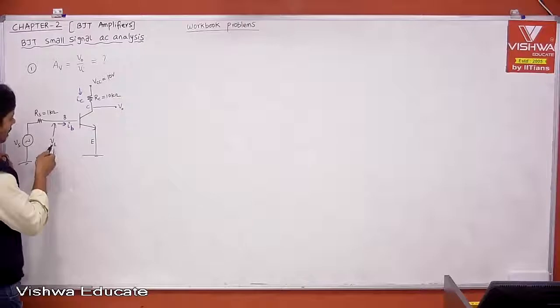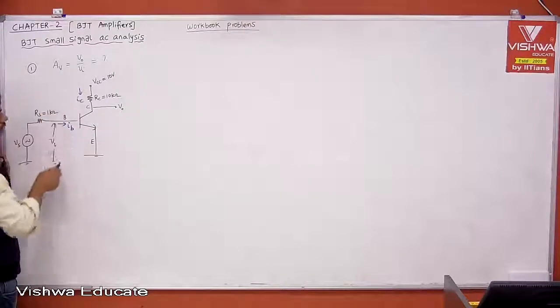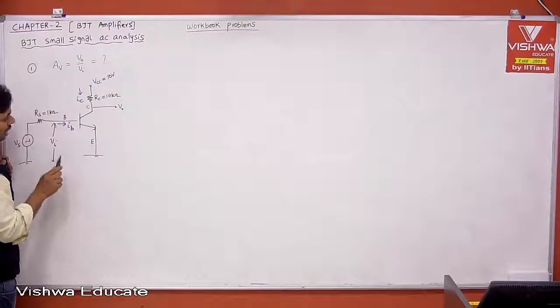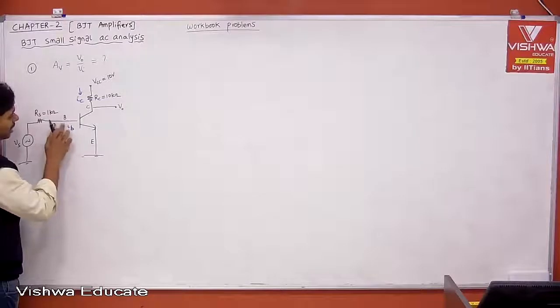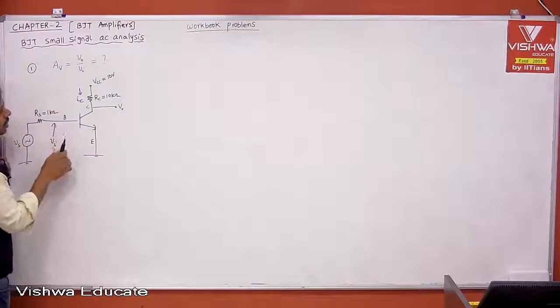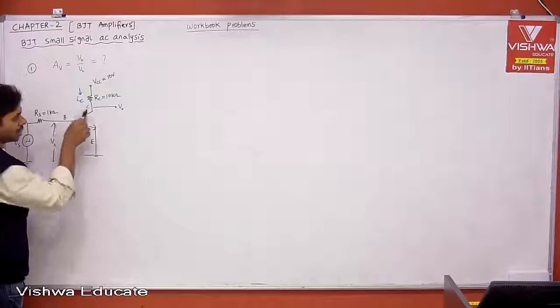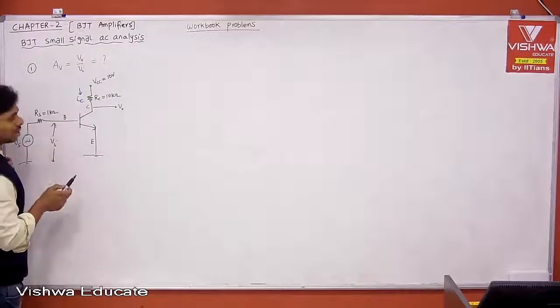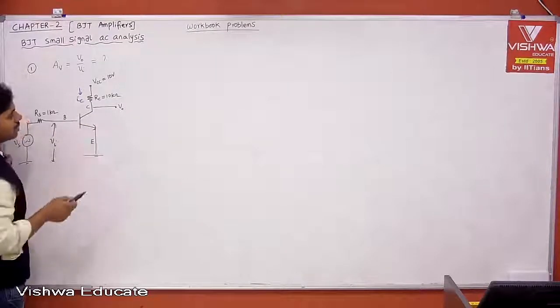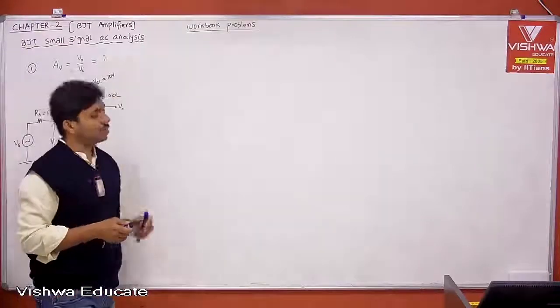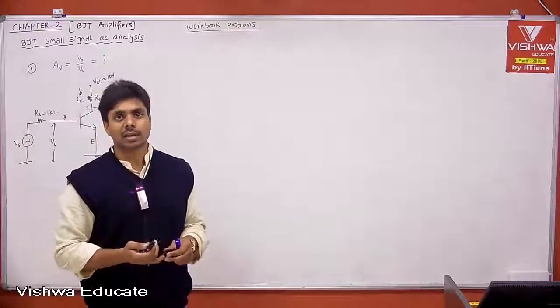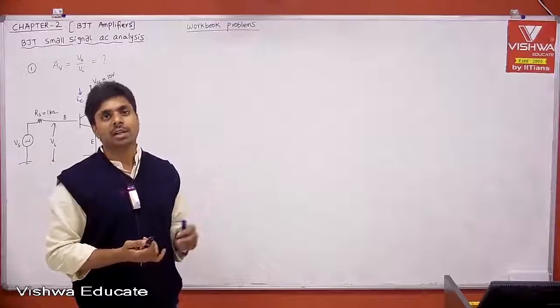Actually, the DC circuit or the biasing circuit is not shown. But strictly speaking, before applying your actual AC signal, I told you the transistor should be in active region. Then only it will act as an amplifier. Therefore, who is doing that? That is done by DC analysis. Maybe after AC analysis, I'll start DC analysis. To understand DC analysis, we need AC analysis.